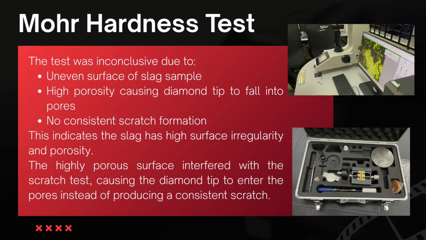The Mohs hardness test was performed using a diamond tip tool. However, the result was inconclusive. This is because the slag surface was uneven and highly porous. The diamond tip entered the pores instead of producing a consistent scratch on the surface.